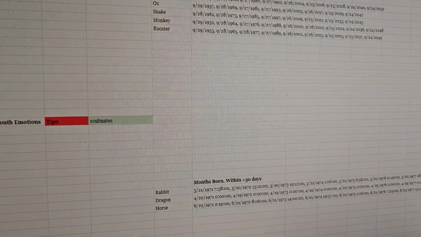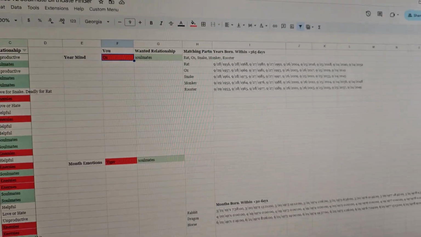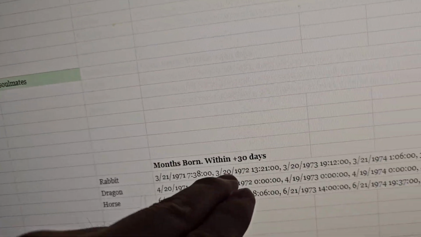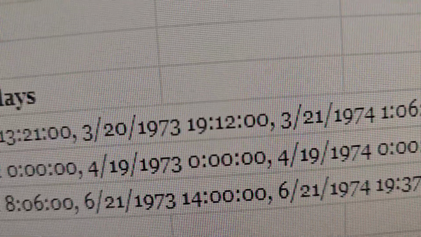Okay? So what we want to do is find where this month fits inside of these years. So this month has to fit inside of these years to be a match. So you'll see dates, for instance.